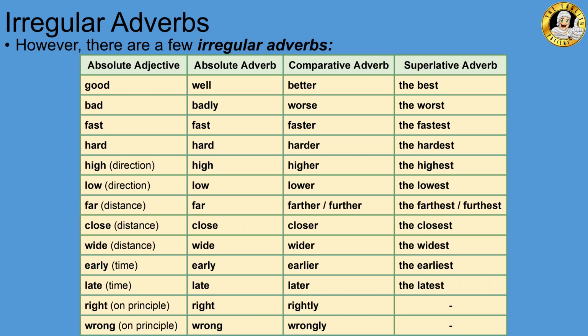Fast as an adjective is the same as an adverb. So fast and fast, he is fast, he plays fast, it's the same. There's no fastly. And the comparative adverb would be faster. He plays faster than you. And the superlative would also be the fastest.